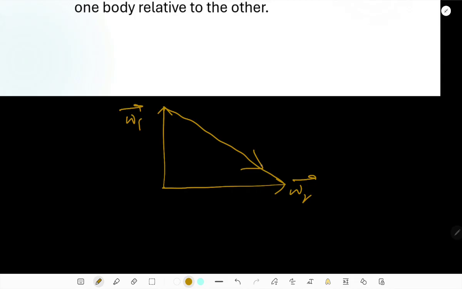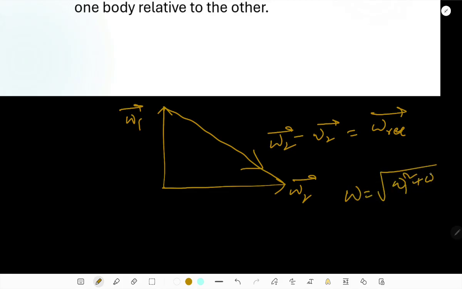So this is the one, omega 2 minus omega 1, because omega 1 plus this vector is equal to omega 2. So you can get here the relative velocity vector. And what about its magnitude? The magnitude of the relative velocity vector is, of course, the root of omega 1 square plus omega 2 square. That's simple. We got two vectors.